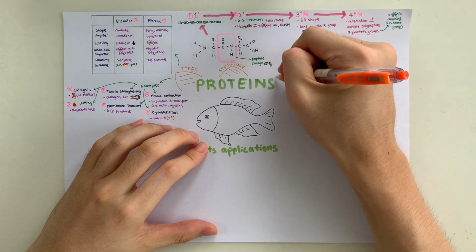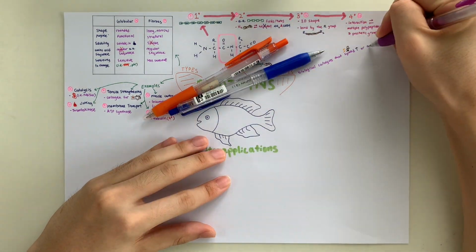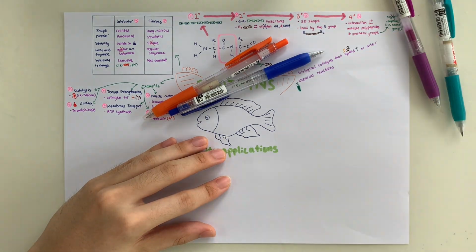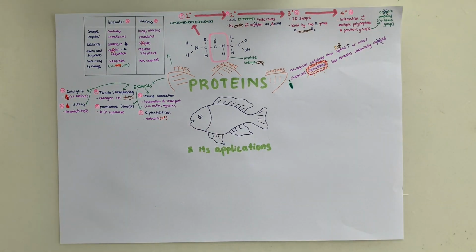A very important application of proteins is enzymes. Enzymes are proteins that function as biological catalysts. They speed up or alter chemical reactions, but remain chemically unmodified after the reaction. This means that enzymes can be used again.